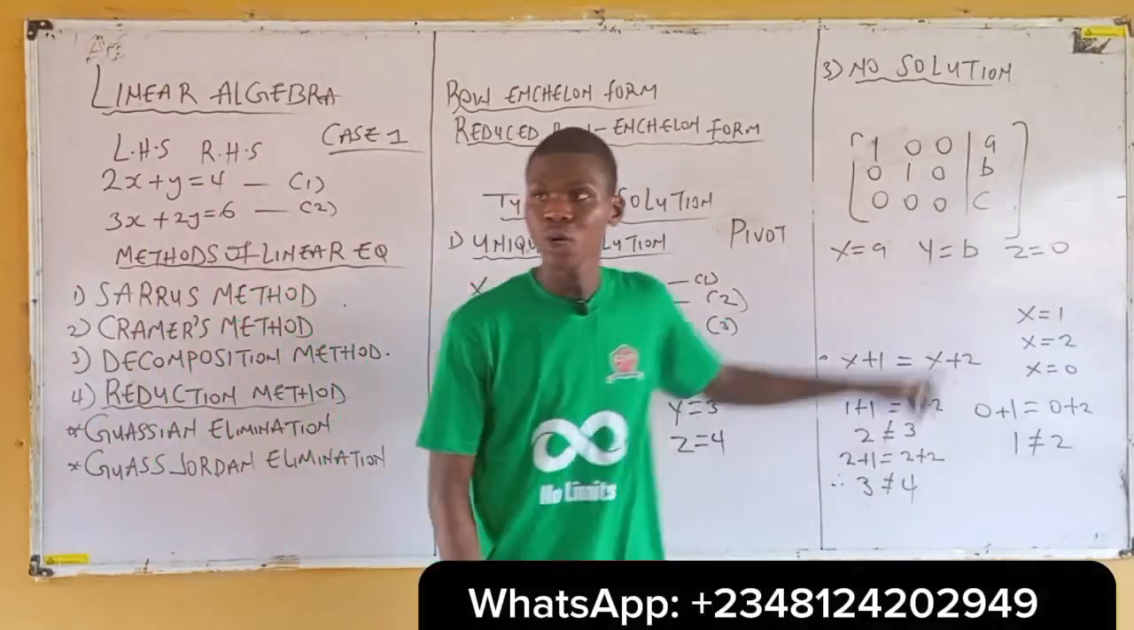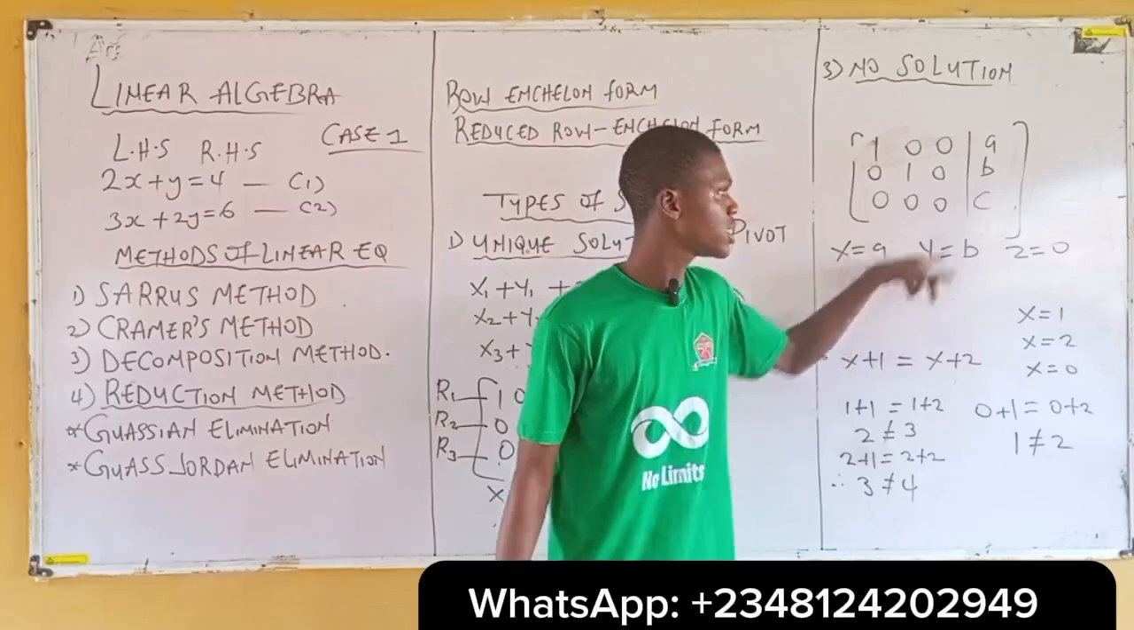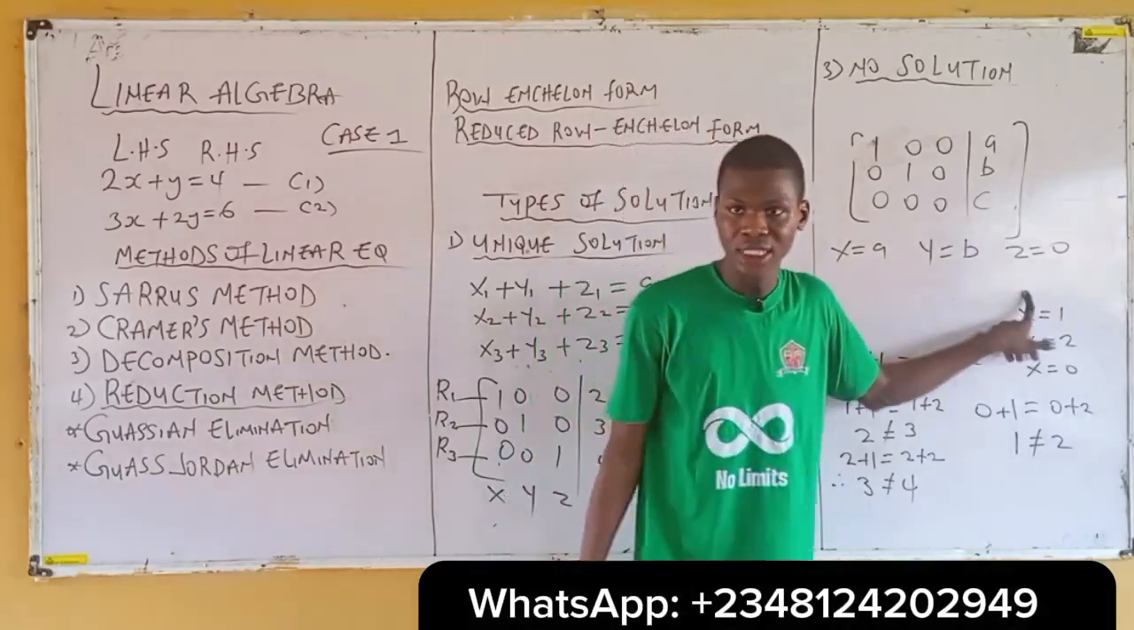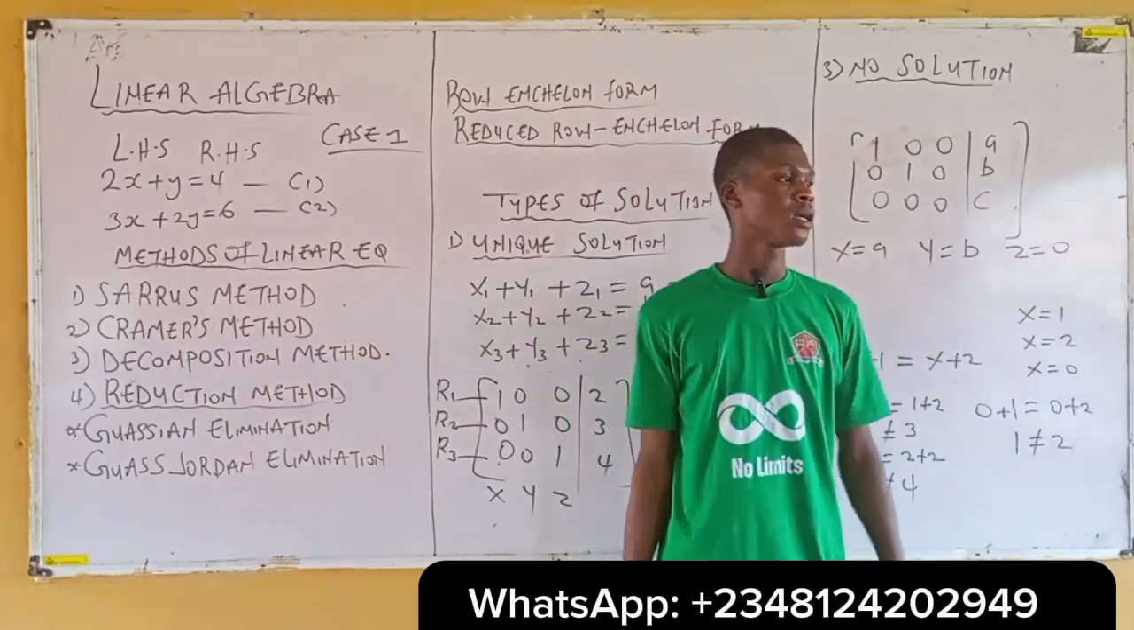Now compare it to the one that we said is inconsistent. Why do you think this one is inconsistent? Because z does not have any value. Z was 0 here. Are you getting the idea?